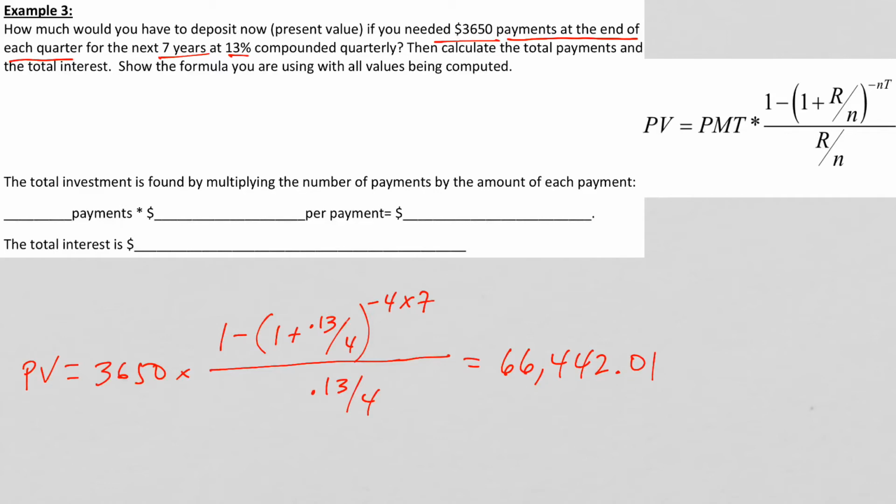But over the next 7 years, we are going to take out 4 payments per year for 7 years, so 28 payments. And our payments are going to be $36.50 each. And so we're going to take out a total of $102,200 from this account, that we funded originally with $66,000. So how much interest did we make? Well, let's subtract.